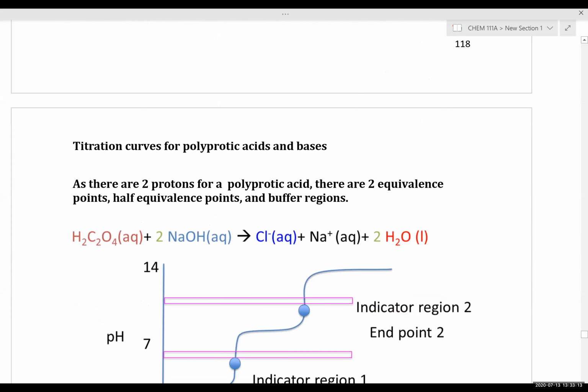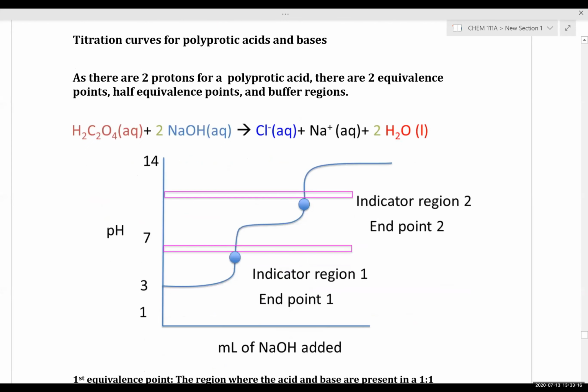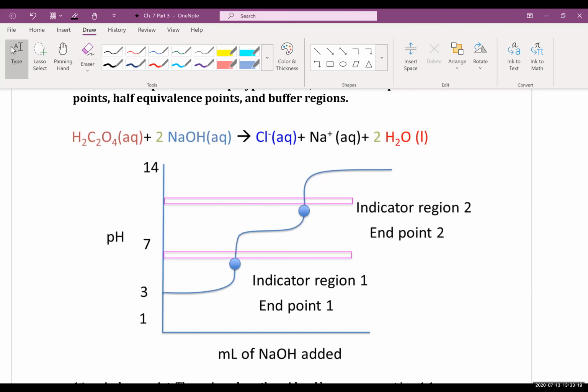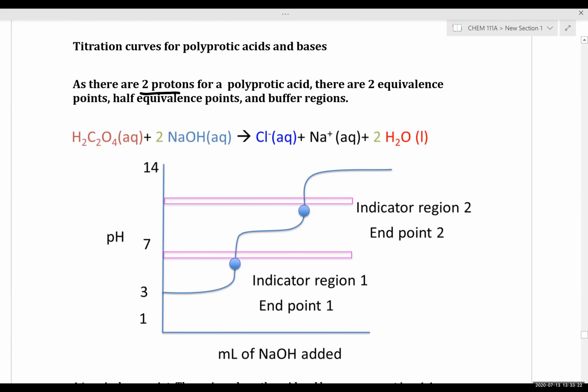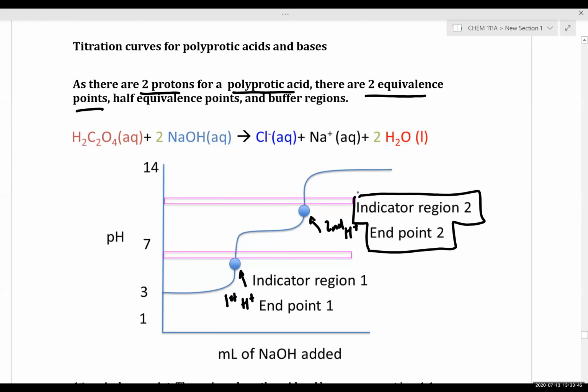Okay. So when you think about titration curves for polyprotic acids and bases, there are 2 protons, for example, for a polyprotic acid. So there are actually 2 equivalence points. We have region 1, which is the first H plus being removed, and region 2, which is our second proton being removed. The second equivalence point is often the one that we care about the most. We typically overshoot the first equivalence point and we just ignore it in this class. We just titrate all the way to the second equivalence point or endpoint.